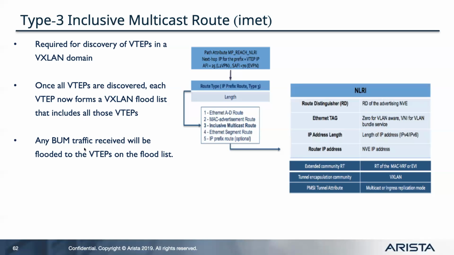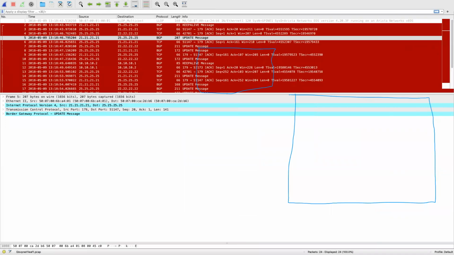So yeah, this is the format, basically the format of the fields of this type 3 update. As we know, this basic part is already there, with all the common fields, right? And then inclusive multicast route, these are the new update fields, like type 2 had, right? So let me just quickly open the capture.